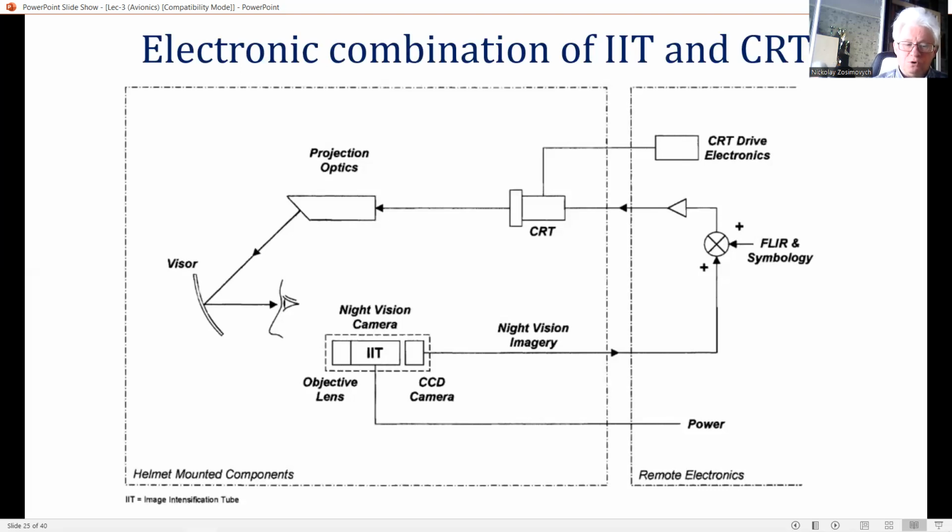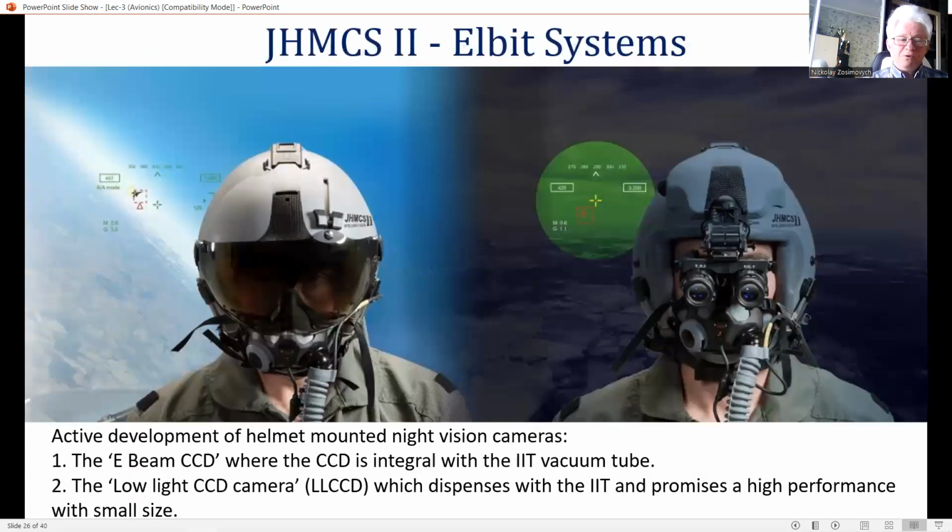Similarly, a bright point source of light viewed by a conventional NVG results in a halo effect and blocks out the surrounding scene. This effect can be eliminated, allowing the user to view clearly a scene containing bright sources of light, such as street lights. The performance of current night vision cameras is, however, inherently lower in terms of resolution than that provided by the best NVG. Active development of helmet-mounted night vision cameras is taking place.